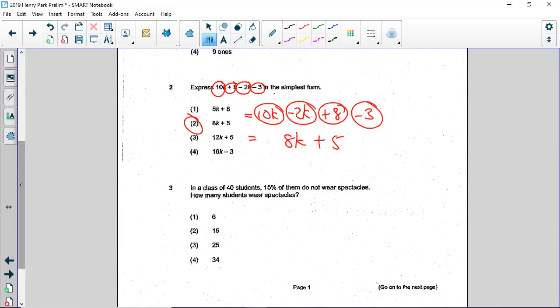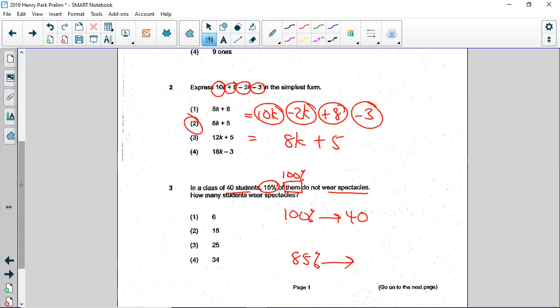Okay, all right, so question 3. In a class of 40 students, 15% of them do not wear spectacles. What is this percentage talking about? It's talking about all the students, and all the students will be 100%. So remember that. Every time you see a percentage, you must know what your 100% is, which is everybody. So if everybody is 40, your 100% is 40. Then how many percent wear spectacles? You take 100 minus 15%, that will give you 85%.